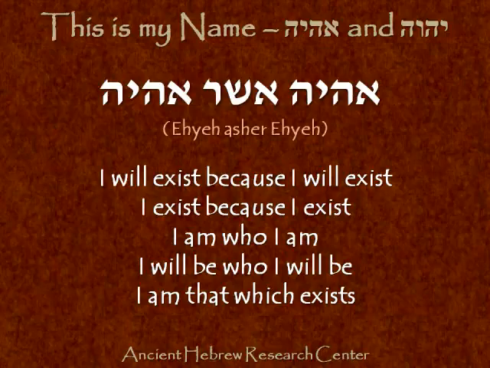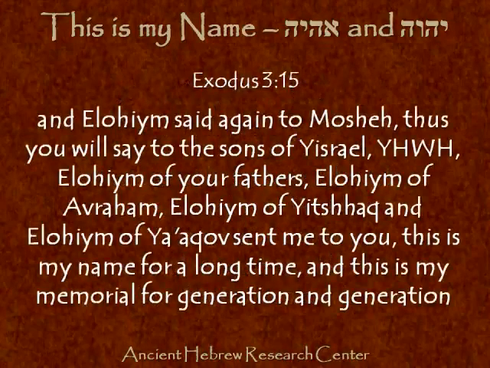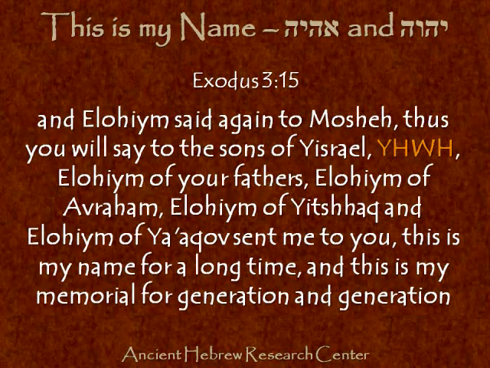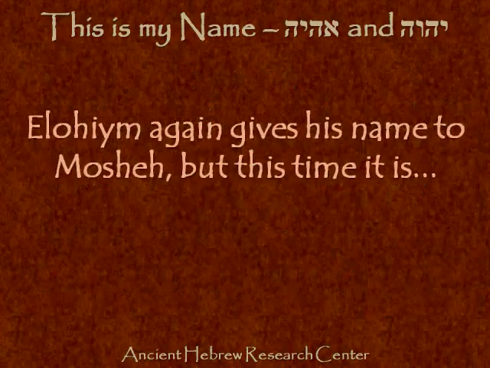Now let's take a look at the next verse. Verse 15. And Elohim said again to Moshe, "Thus you will say to the sons of Israel, Yahweh, Elohim of your fathers, Elohim of Avraham, Elohim of Yitzchak, and Elohim of Yaakov sent me to you. This is my name for a long time, and this is my memorial for generation and generation."